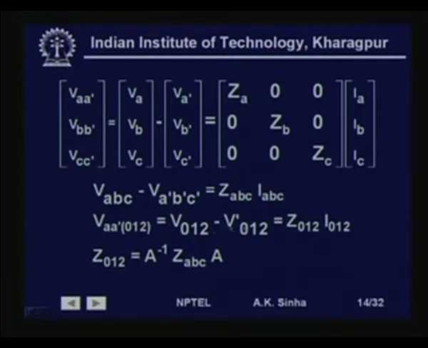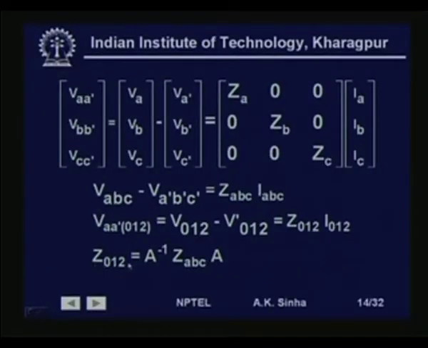So, subtraction of these two will be equal to Z012 into I012, where this Z012, as we have seen earlier, will be nothing but equal to A inverse Z ABC into A, where A is the symmetrical component transformation matrix. So, Z012 is equal to A inverse Z ABC into A. This is what we will write to get this Z012, and then we find that V012 minus V dash 012 is equal to Z012 into I012.